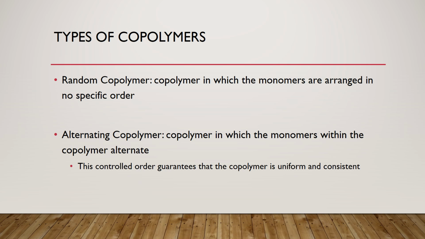There are different types of copolymers. The first one is a random copolymer, in which the monomers are arranged in no specific order. An alternating copolymer is a copolymer in which the monomers occur in an alternate sequence. This controlled order guarantees the copolymer is uniform and consistent. These two types of copolymers are the most common and economic copolymers found in industry today because of the ease and low cost of producing them.